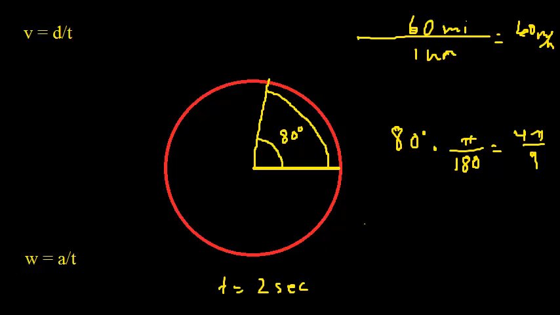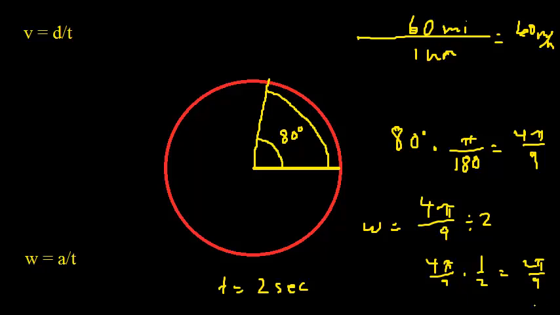Then my angular speed, w, is 4 pi over 9 divided by 2 seconds. This is the same as 4 pi over 9 times 1/2. So my angular speed is 2 pi over 9 radians per second, which is about 0.70 radians per second. So that is my difference between linear speed and angular speed.